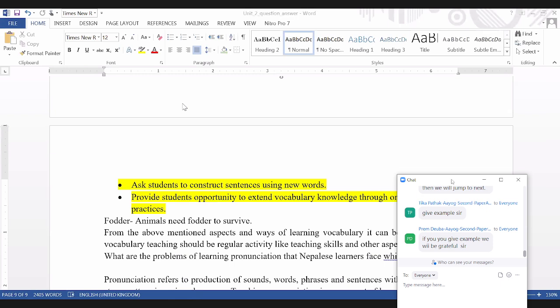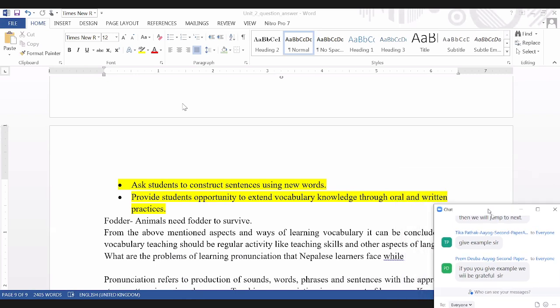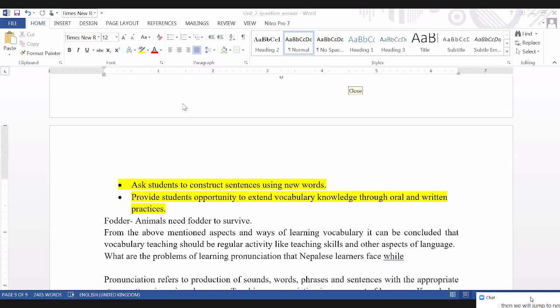What kind of example? कुन चाहिँ example भने तपाईले? Prem Deva, you have said if you give example, we will be grateful. One key example, make it clear. Okay.